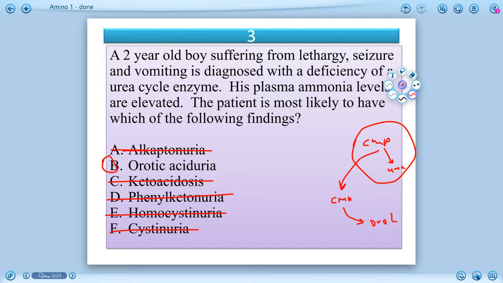orotic acid. Orotic acid. Okay, so that's where the thing is coming from.